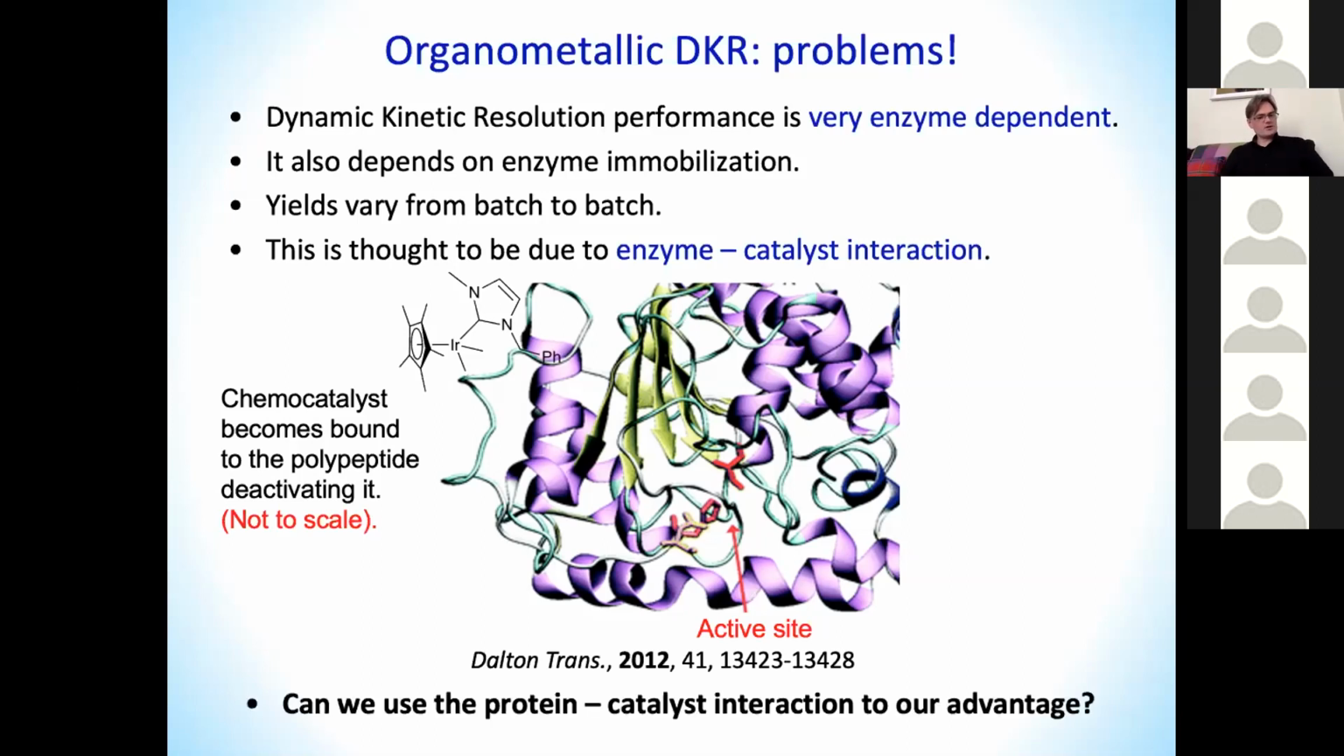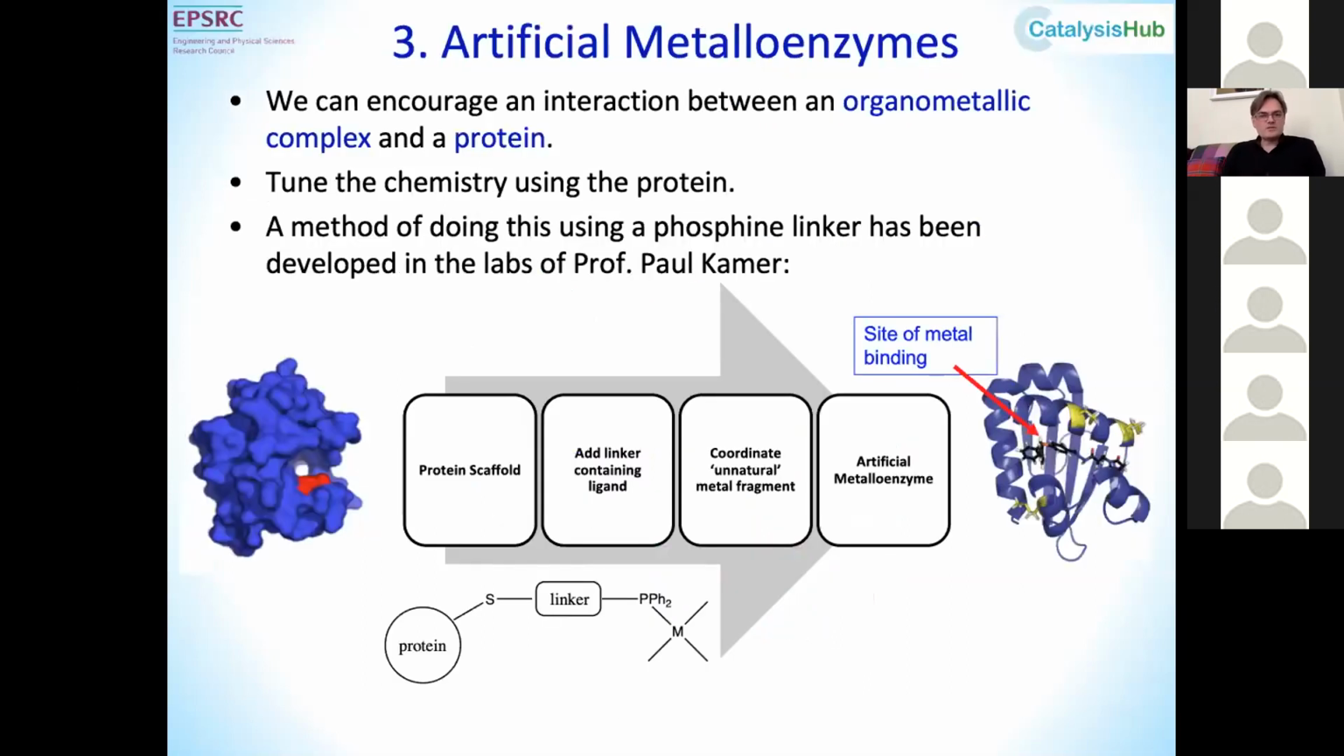So that leads to the question, well, if there's going to be a protein organometallic interaction, can we use that interaction to our advantage? And that's where we come into the idea of artificial metalloenzymes. So in artificial metalloenzymes, we encourage an interaction between an organometallic complex and a protein. And then we use that protein to tune the chemistry.